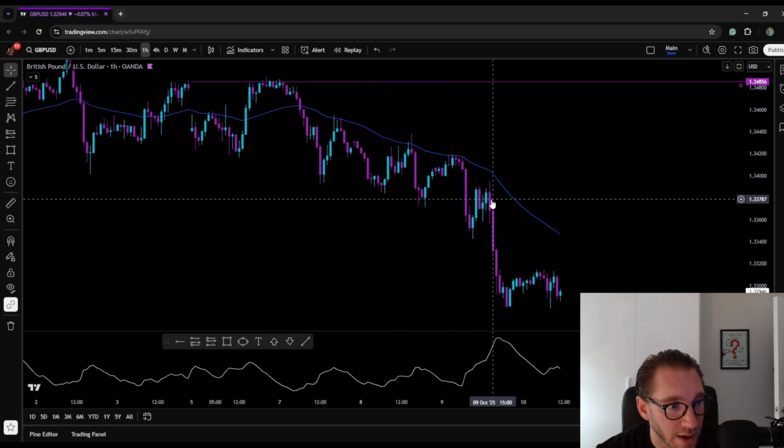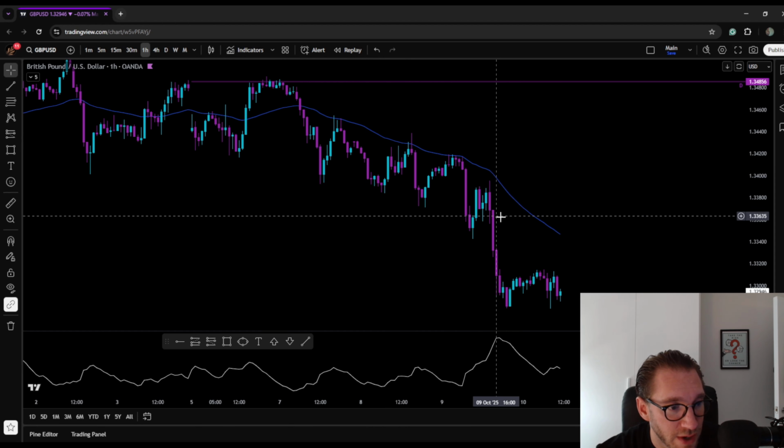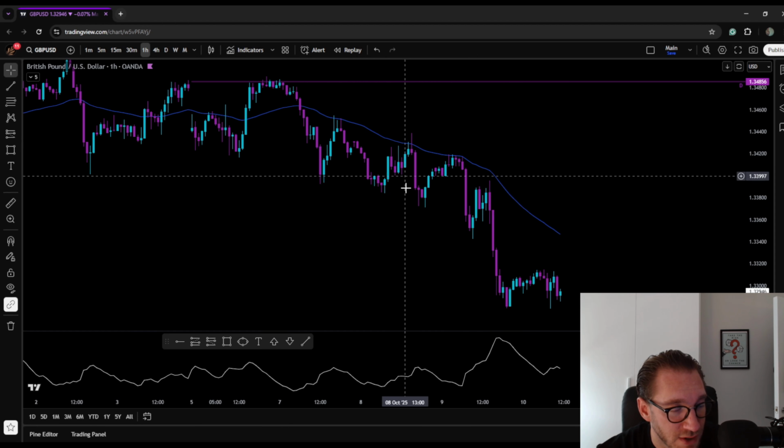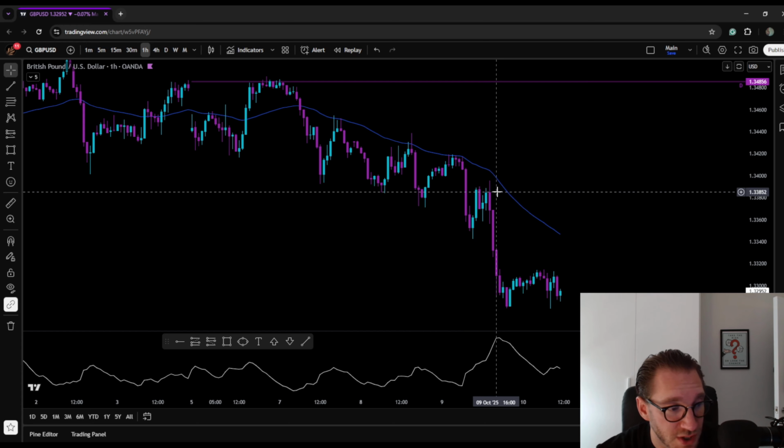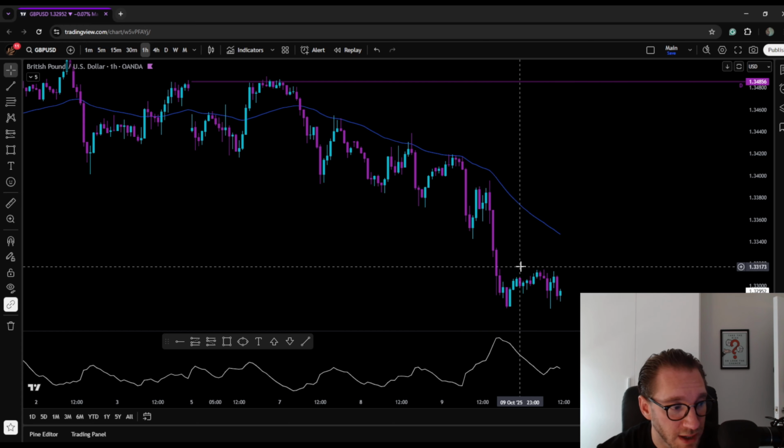There's not one market moving on its own here. The dollar is moving every single dollar pair, but it's also moving risk assets, it's also moving equities, it's moving gold, silver, everything. So it's all moving in conjunction.